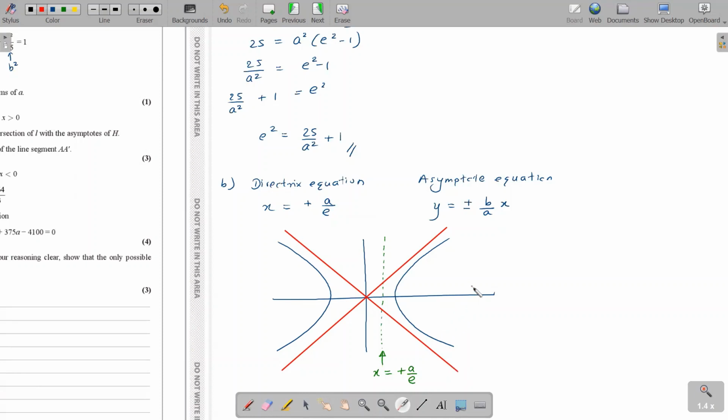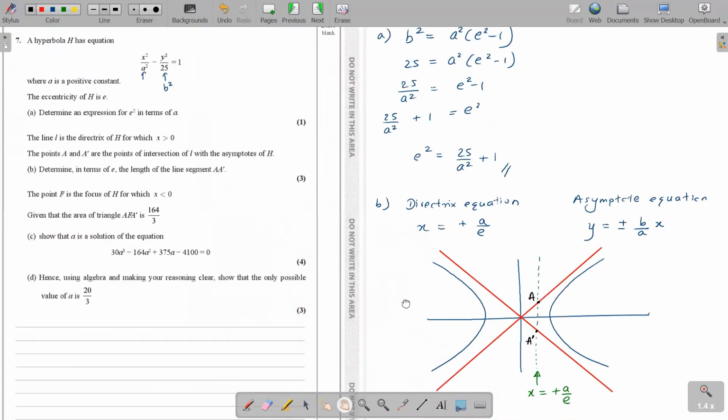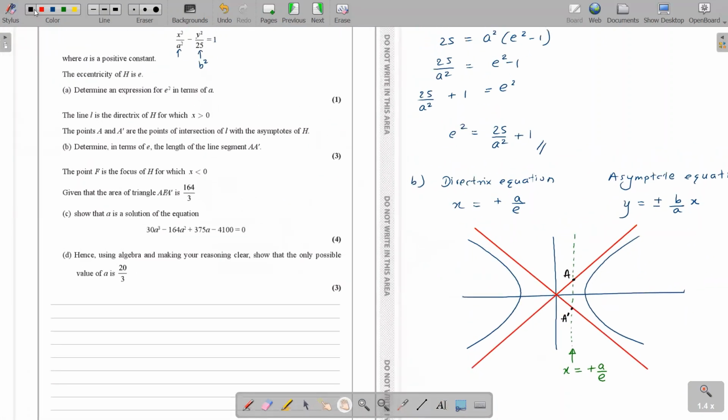The place where the directrix and the asymptote meet are the points A and A dash. One point you can see here, the place where they meet. They are asking you to find the length of the line segment A A dash. The directrix equation is x equals a over e, with a and e related by our earlier equation. What about the asymptote equation? y equals plus or minus b over a times x. The b value is known, b squared is 25, which means b is 5.